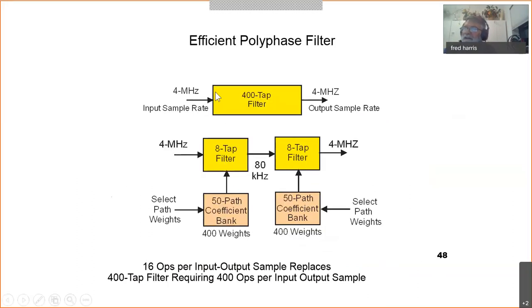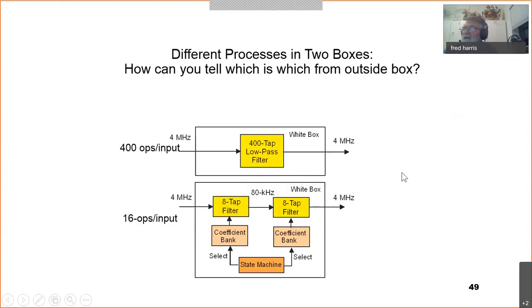Okay, so the original 400-tap filter, input rate, output rate the same, 400 multiplies and adds per input output. 8-tap filter, data comes in at 4 meg, in between is 80K, we convert it back to 4 meg, Gatling gun on this side, Gatling gun on this side, we roll a new set of coefficients in. Every time an input arrives, we slide in a new set of coefficients, every time an output arrives, or it leaves. 8 operations per input, 8 operations per output. Not bad, a 25-to-1 saving.